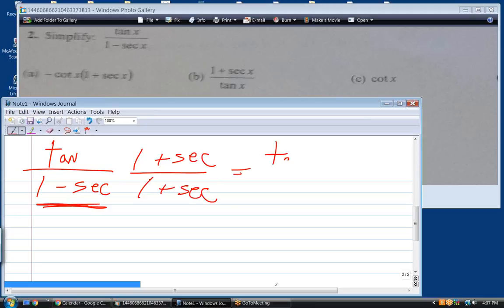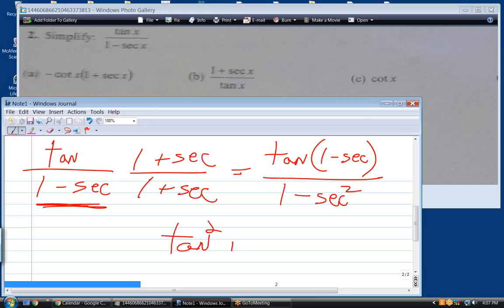So the top, and I'm going to leave the top factored. I'm not going to combine those. You'll see why. What's the bottom become? Isn't it 1 minus secant squared? And what trig identity is that? If tangent squared plus 1 equals secant squared, then what is 1 minus secant squared? Negative tangent squared. All right. So I'm going to replace that with negative tangent squared, and that helps a lot because we got a tangent in the numerator.